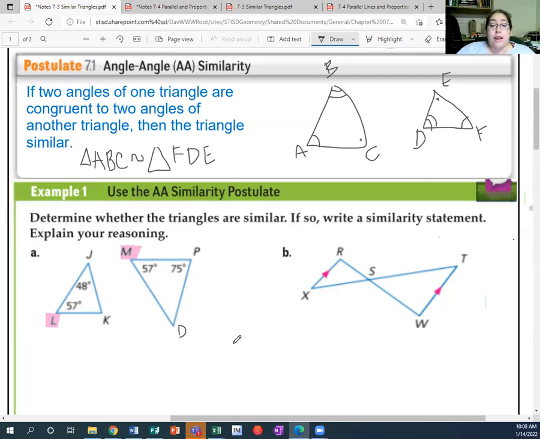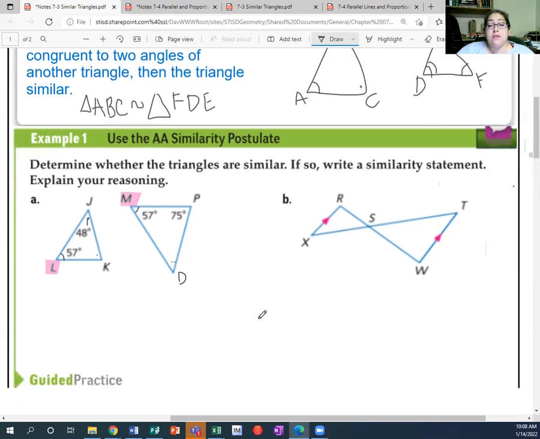Beautiful. All right. These two are the only angles that I see that are congruent. I know that J is 48 and I know that P is 75. I have no idea what's happening at K and I have no idea what's happening at D.